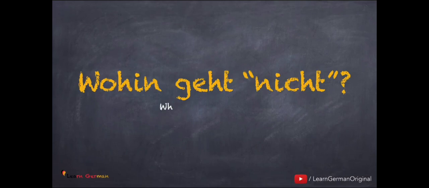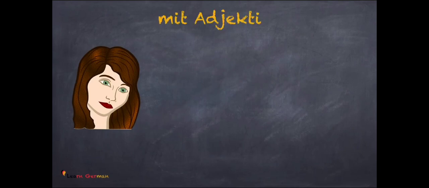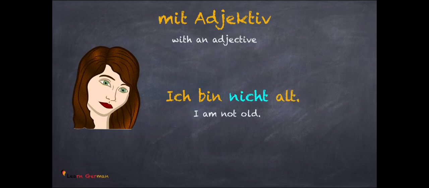Great. Now let's move on to the question, wohin geht nicht? It's very important to know where to position the word nicht in a sentence. Let's look at a few examples to understand this. Mit Adjektiv. Ich bin nicht alt. In this case, nicht is placed just before the adjective.